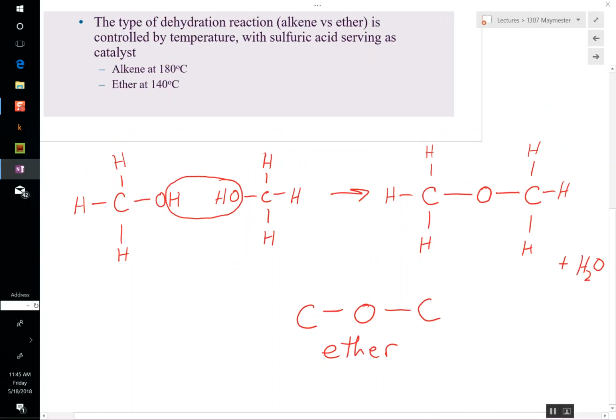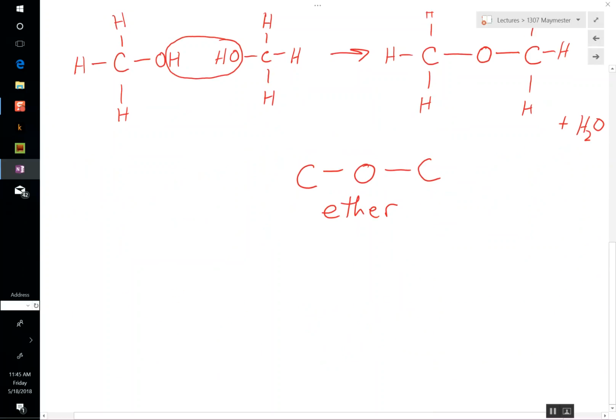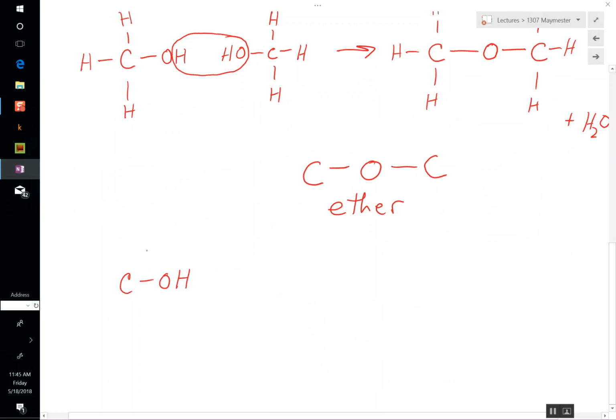And now you could not get, you can't dehydrate methanol and form an alkene. An alkene requires two carbons. All right, so you can't just take that water molecule out of there and end up with a double bond there. A carbon-carbon double bond. There's only one carbon. Okay? So this one can't dehydrate the way we've been doing it. So this is a good example to show ethers.